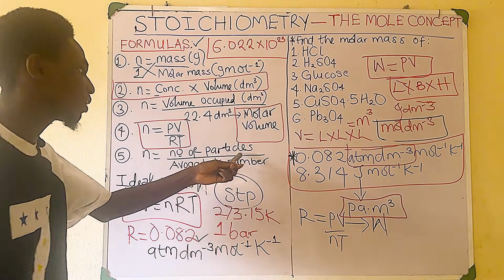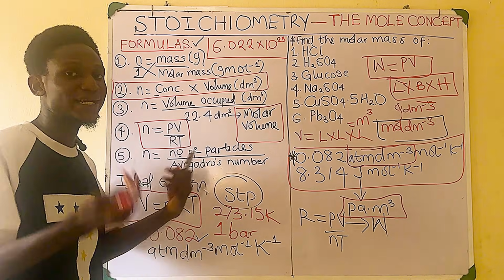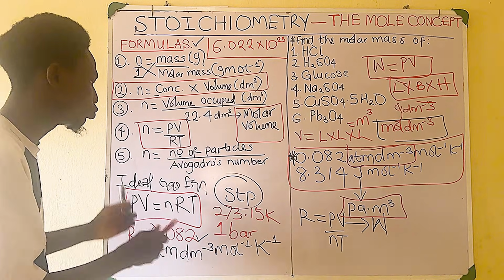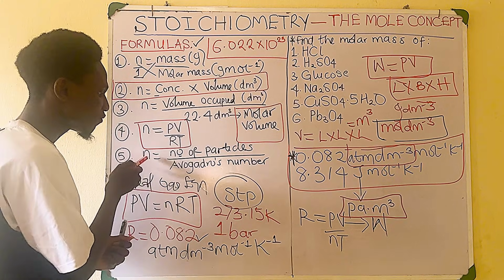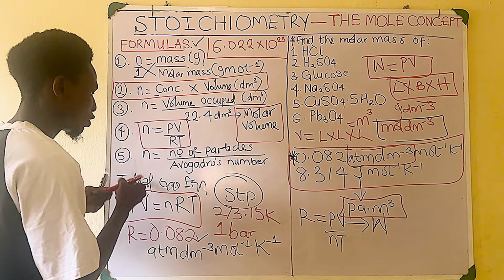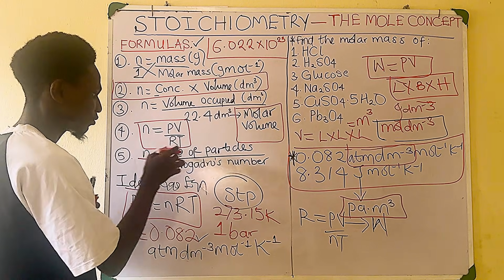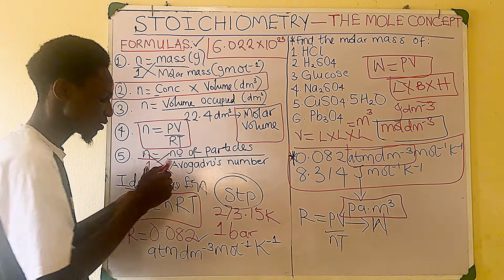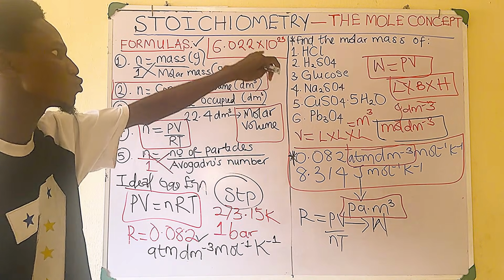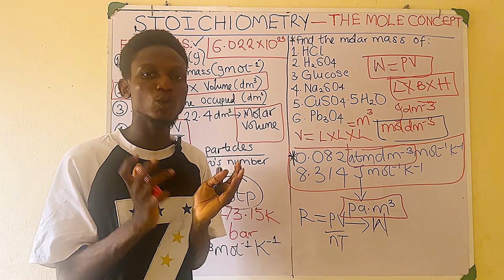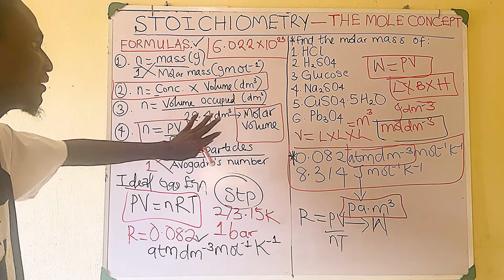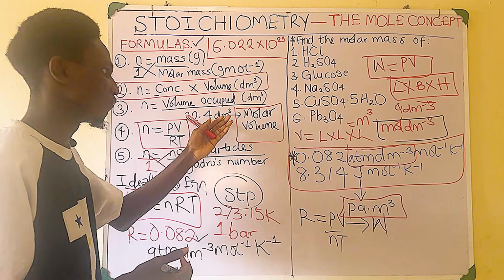So we have number of particles divided by Avogadro's number. Sometimes they can ask you to look for the number of particles. What do you do? Just cross multiply. It will now be number of moles times Avogadro's number, and you're good to go. So you have number of particles standing alone, equal to number of moles times Avogadro's number, which is 6.02 times 10 raised to power 23. With these 5, we have looked at the different formulas for number of moles.